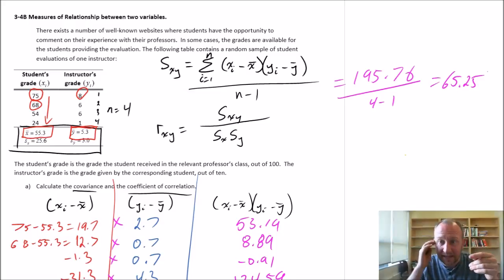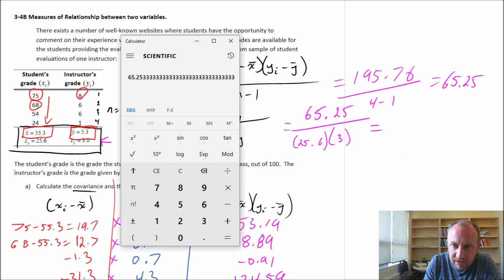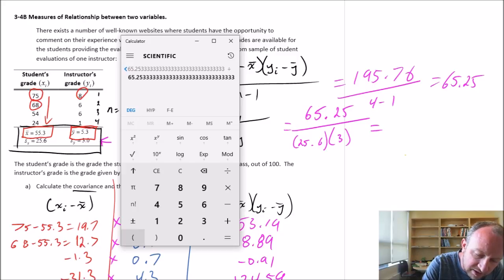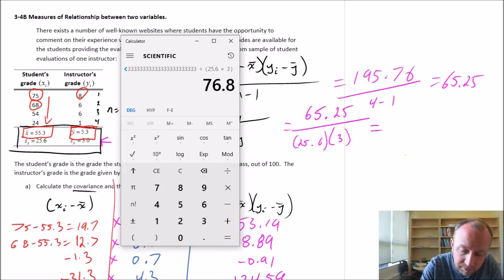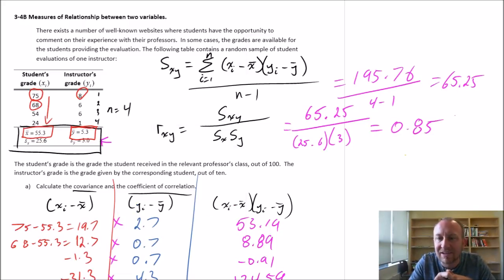So in order to accommodate that and to sort of scale this value into something that is more easily interpreted, we use the coefficient of correlation, which is our covariance, 65.25, divided by the product of the two standard deviations. So this is 25.6 times 3. If everything's been done correctly, this should be between negative 1 and 1. Good, 0.85. The coefficient of correlation will never be less than negative 1. It will never be more than positive 1.